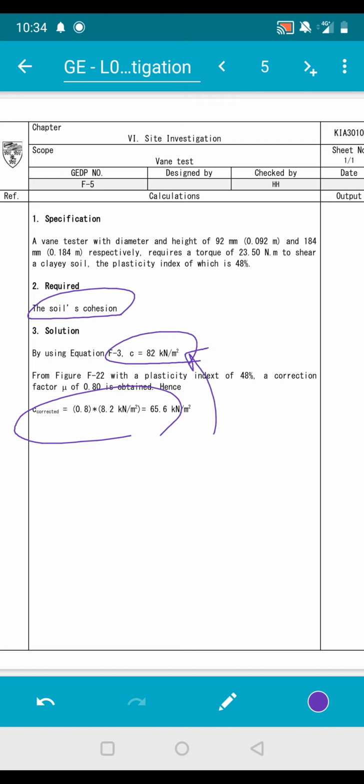That's all about it. All the problems related to site investigation.